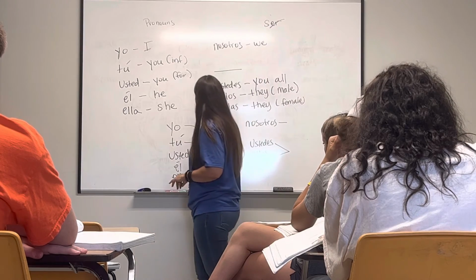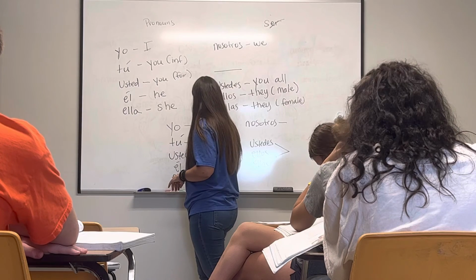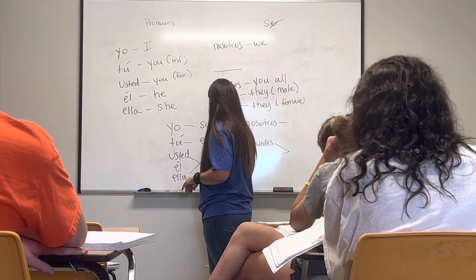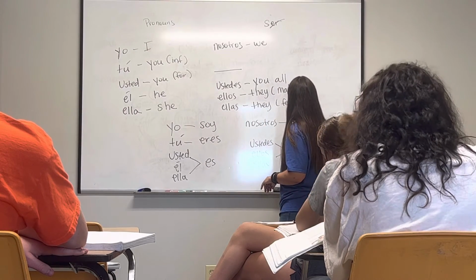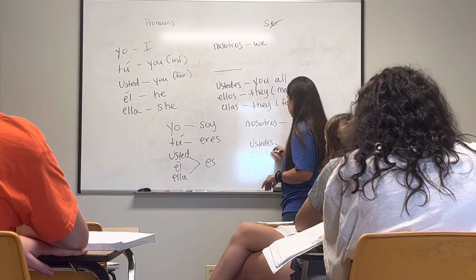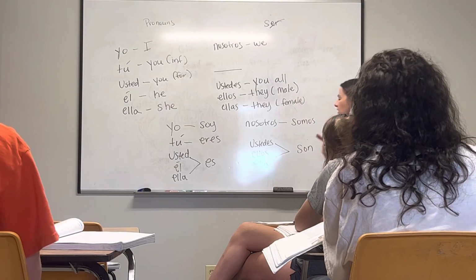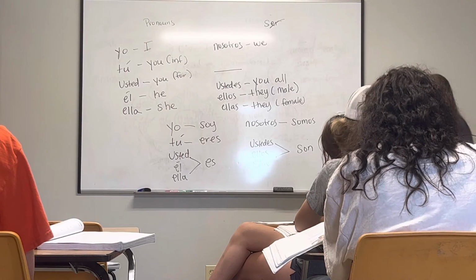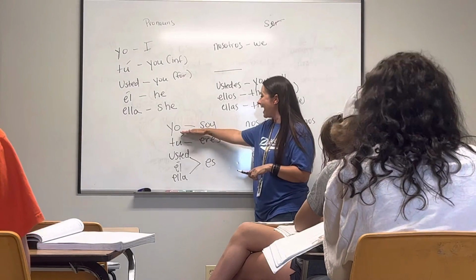So the yo form is soy. Yo soy, tú eres, usted, él, ella, es, nosotros somos, and ustedes, ellos, ellas, son. All right, so all this is just forms of to be, like am, is, are, was, were, right? These are just those forms.